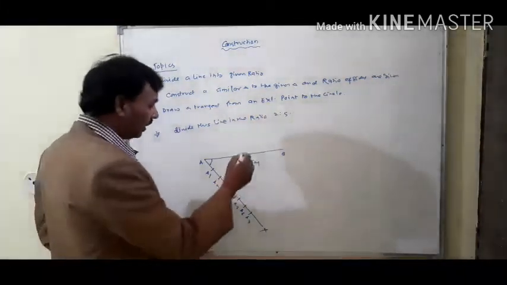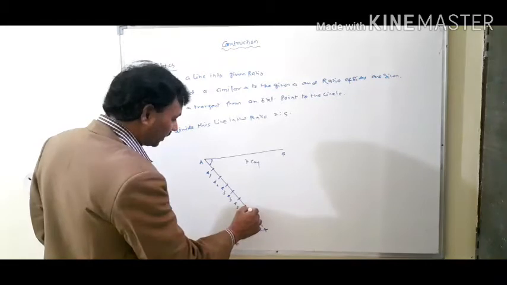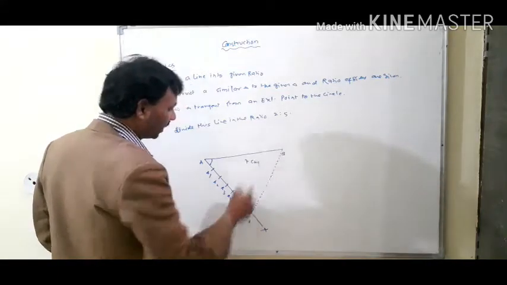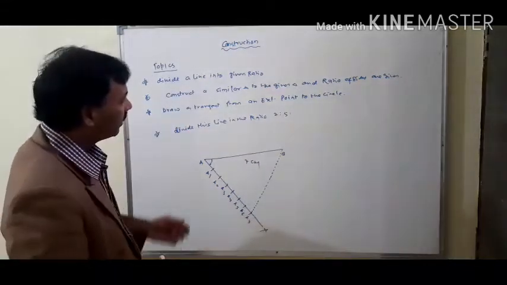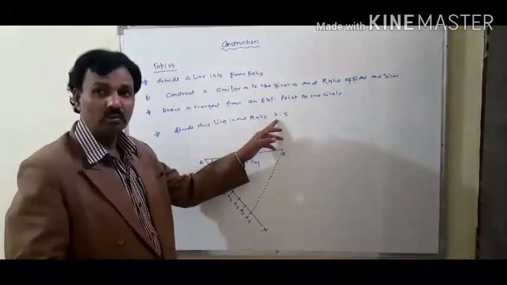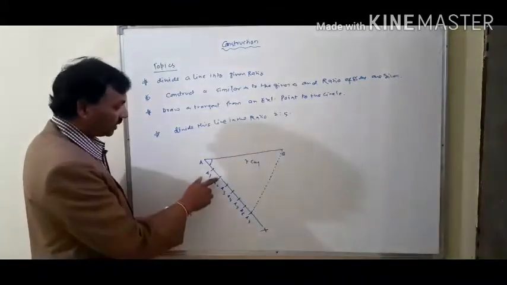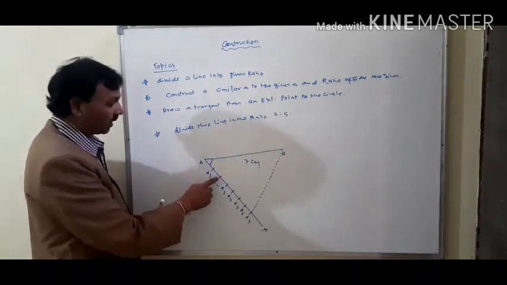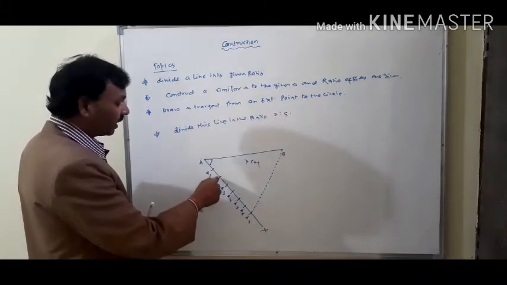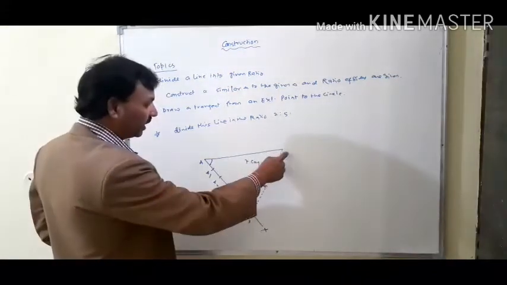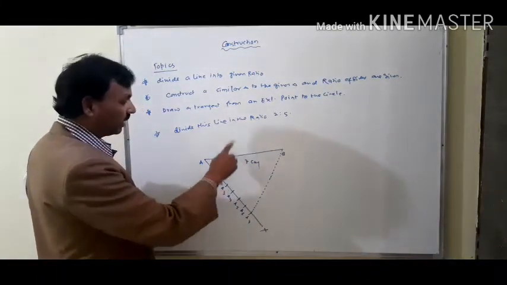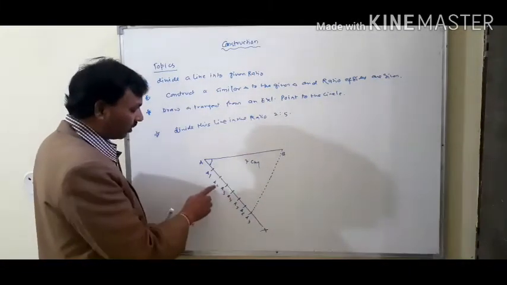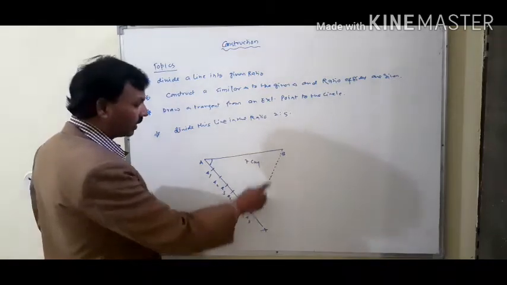Now we will join A7 to B. That means A7 to B, like this. And since the smaller ratio is 2, from the second point, A1, A2, this is A1, this is A2, we should draw a line parallel to A7B in the upper direction. How to draw a line from A2 parallel to A7B?